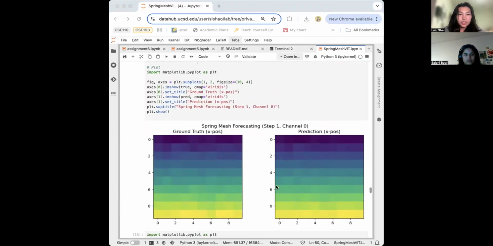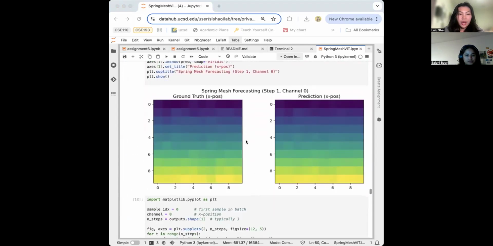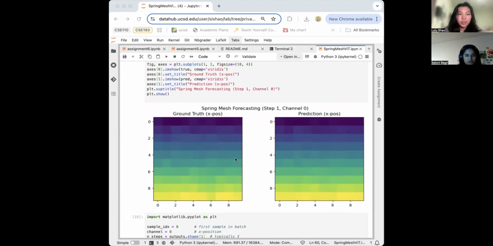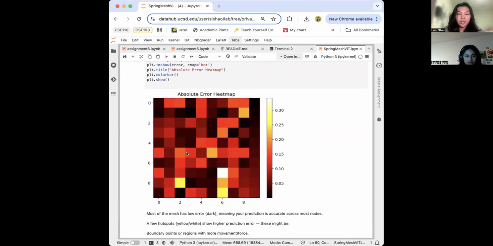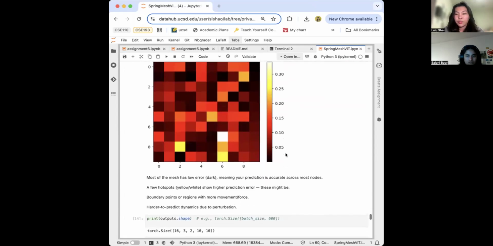This is the visualization we have for the stream mesh forecasting with one-step channel 0. Comparing the ground truth and the prediction, we can see that they're very similar. And even looking at the absolute error heat map, with darker colors showing less error, we can see that this image is pretty dark, which means the error is very low.